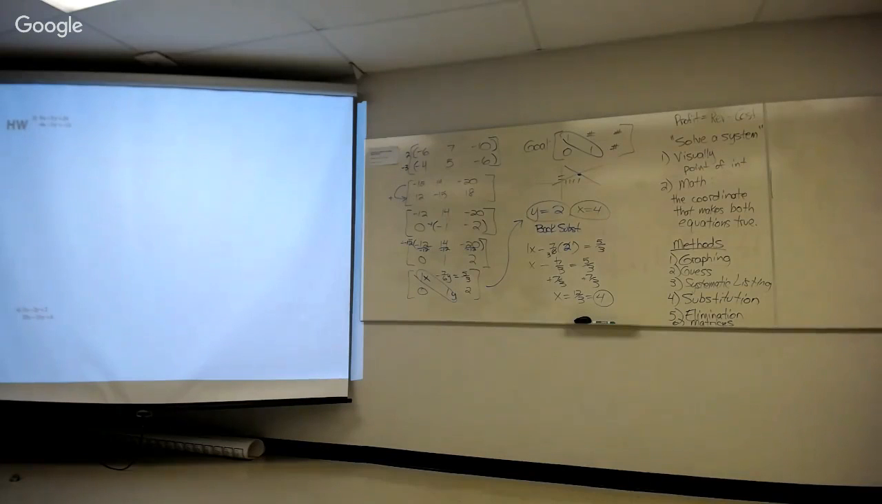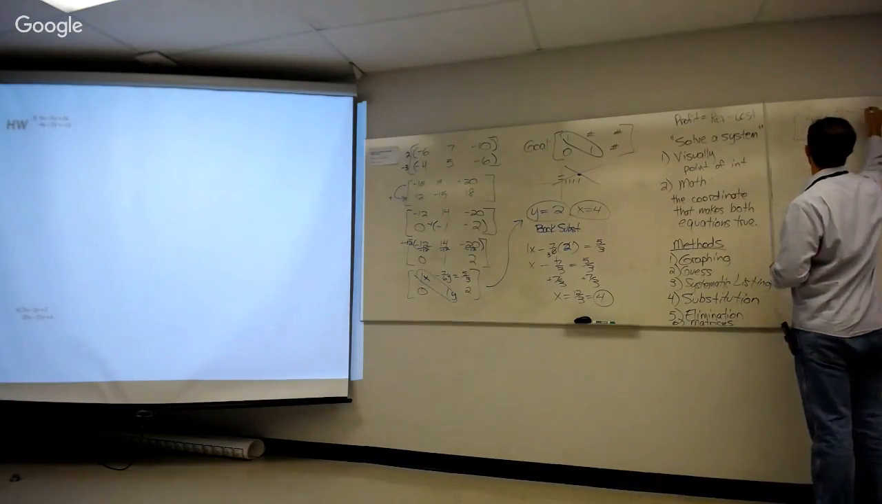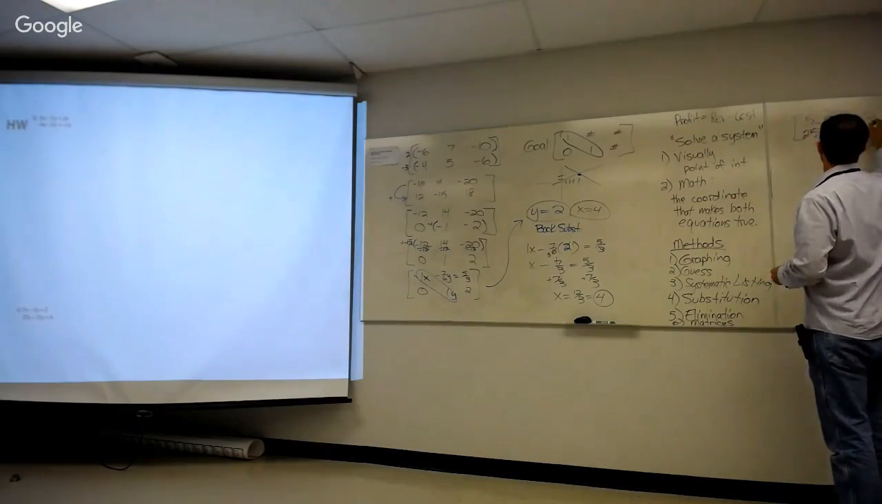What's the matrix? 5, -2, 2, and 25, -10, and 6. 25, -10, and 6. All right.